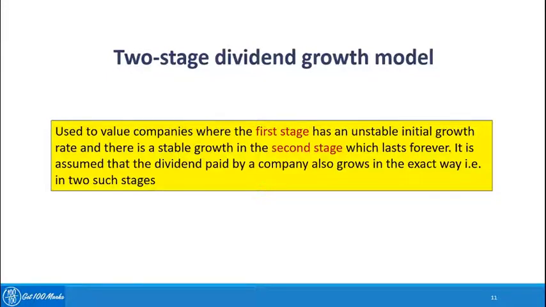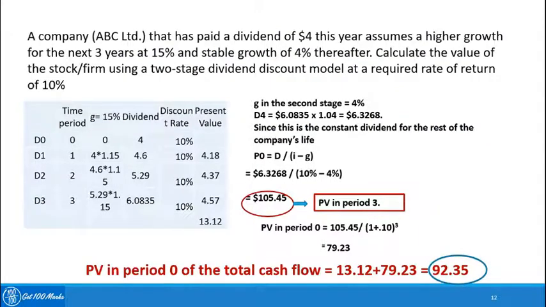or it declares dividends uniformly but at a certain rate. After 5 years, the company revises its rate of dividend growth, and maintains that for the subsequent years. That is what is called a two-stage dividend growth model. It is assumed that the dividend paid by the company also grows the way the company grows. That is the assumption which we take in such a case. This is a two-stage model. Let's understand this with this example.